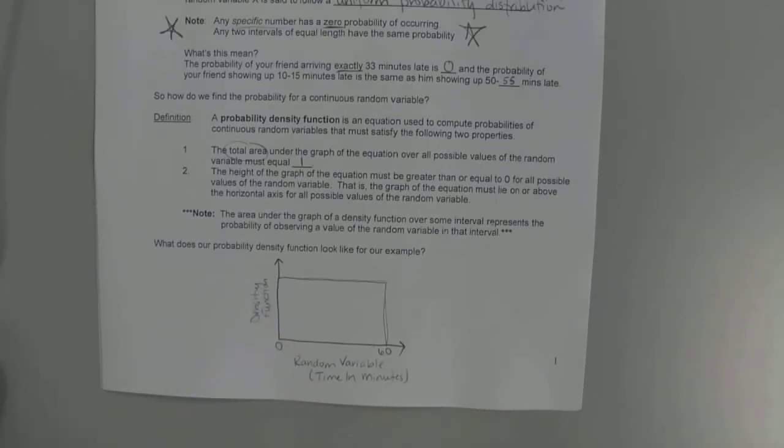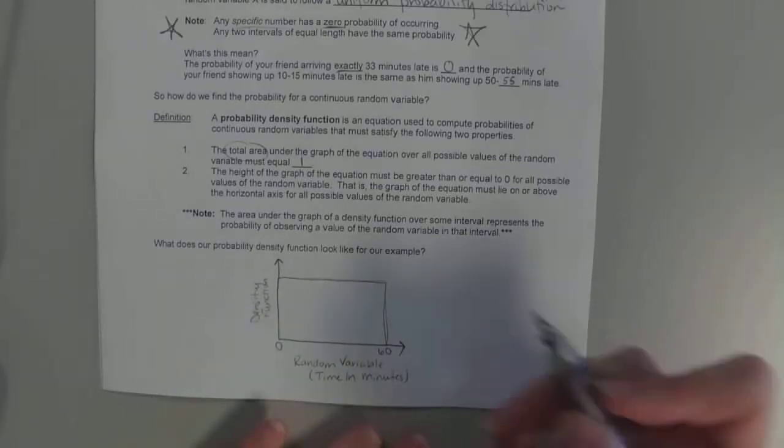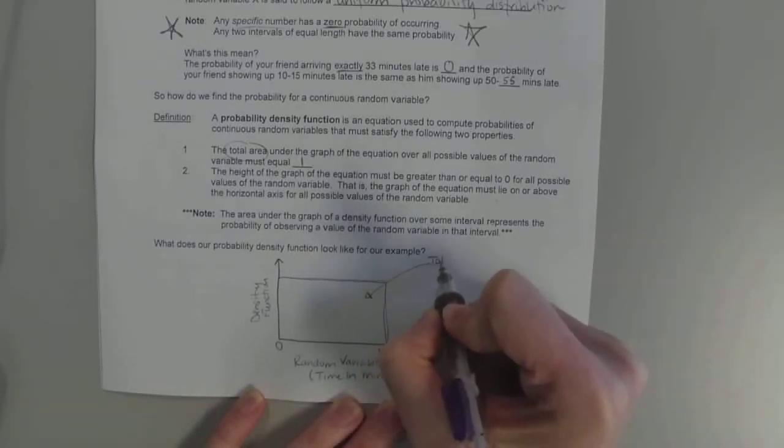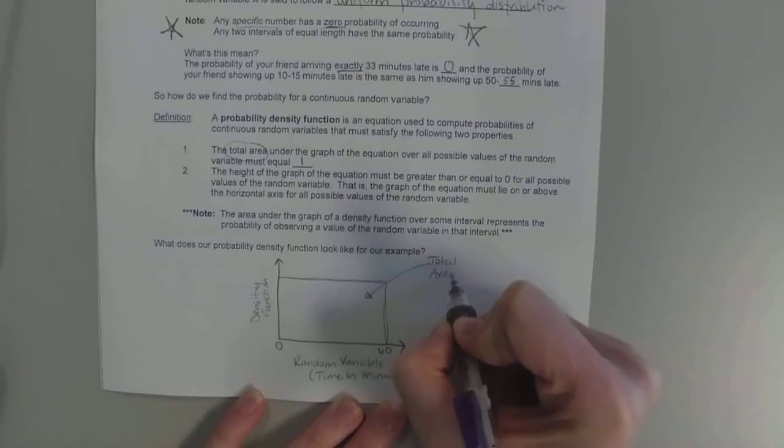So the question is, what is the height right here? Like, how do we label this? Well, there's a little bit of math that has to go on. What do we know about this total area? What must it equal?